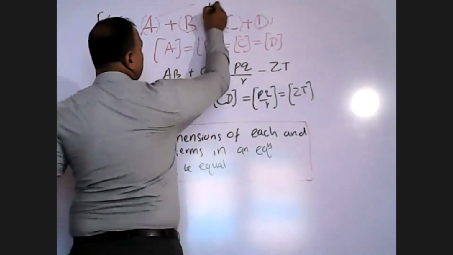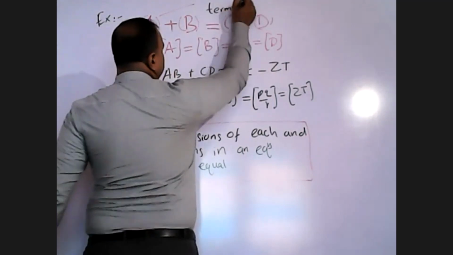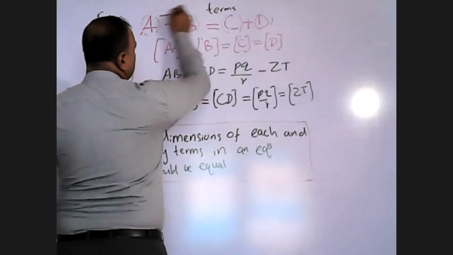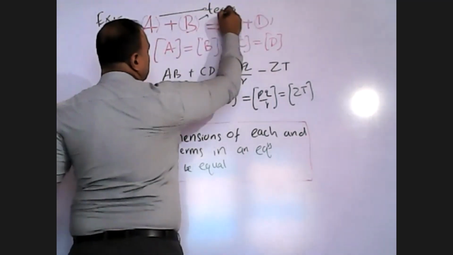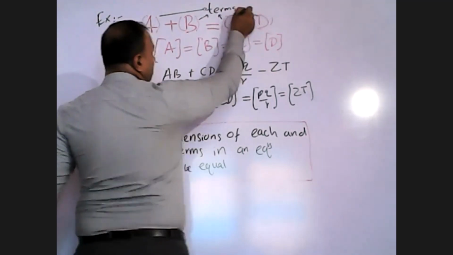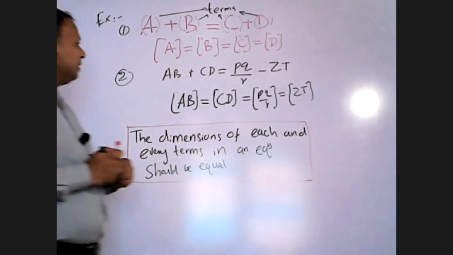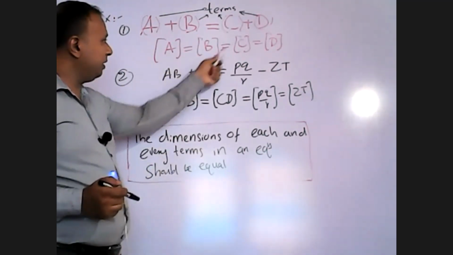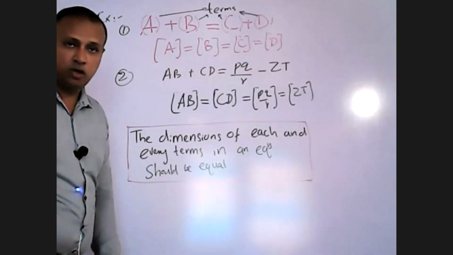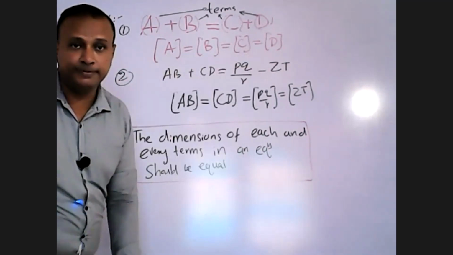We can write this one. Terms. So the dimension of A and the dimension of B and the dimension of C and the dimension of D should be equal to each other.